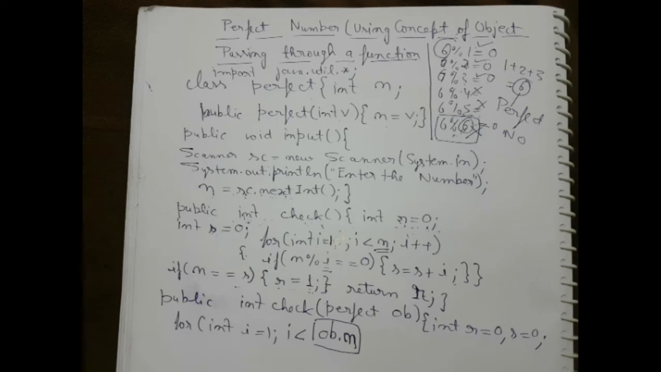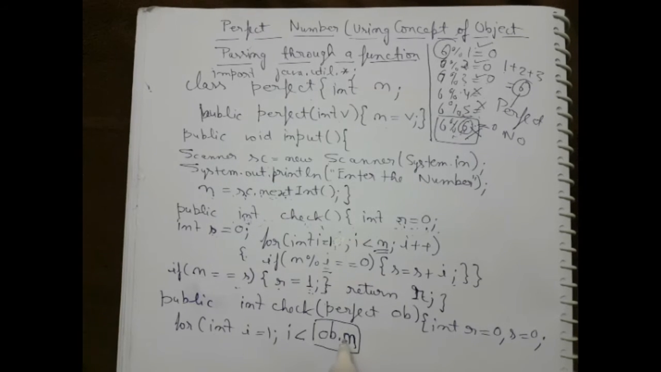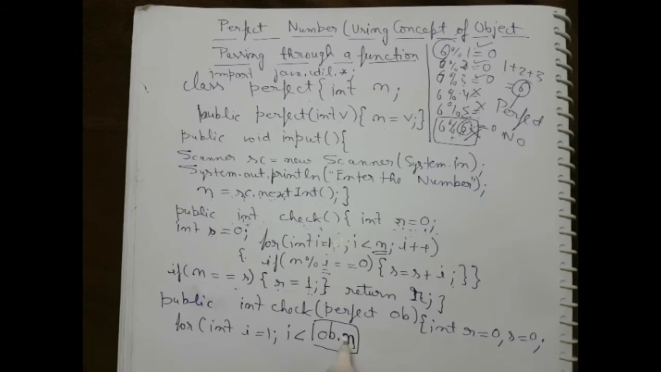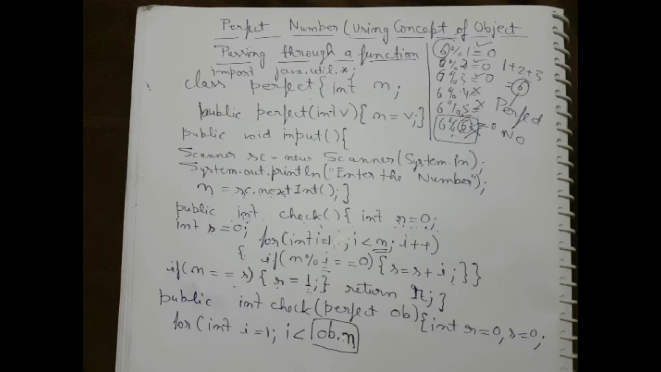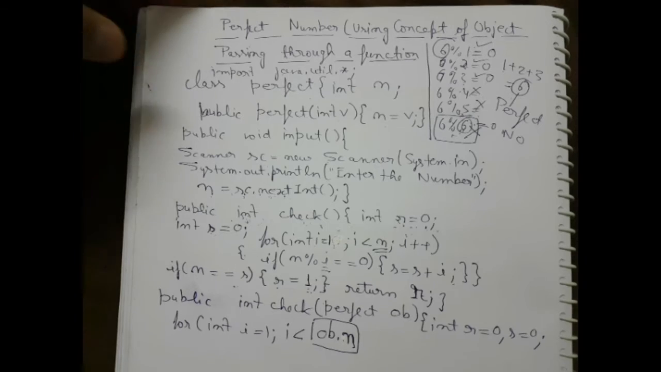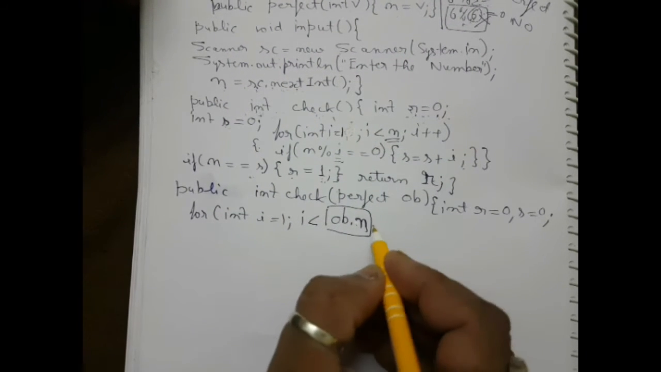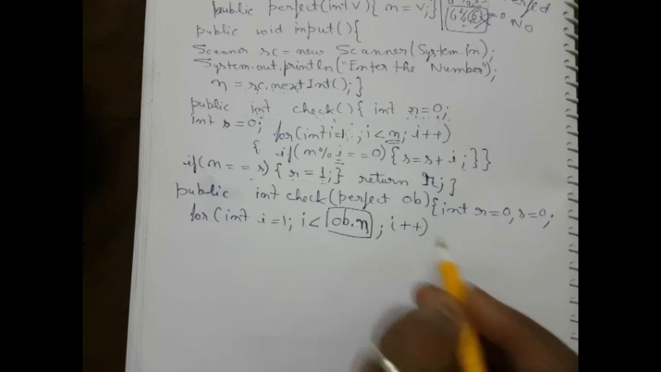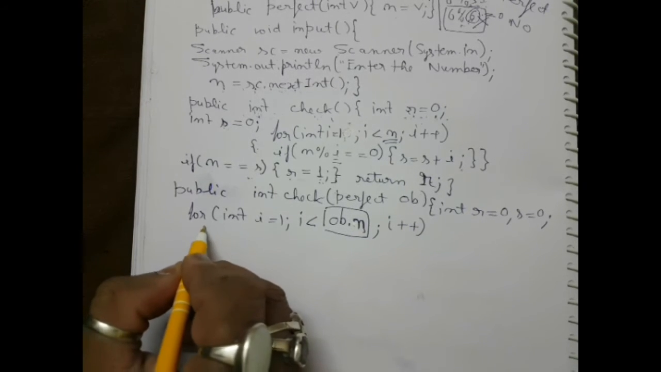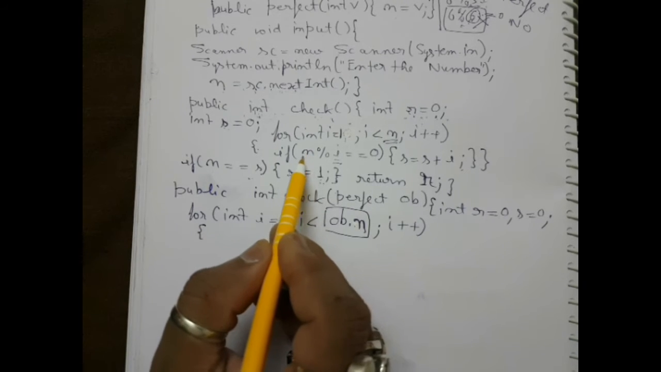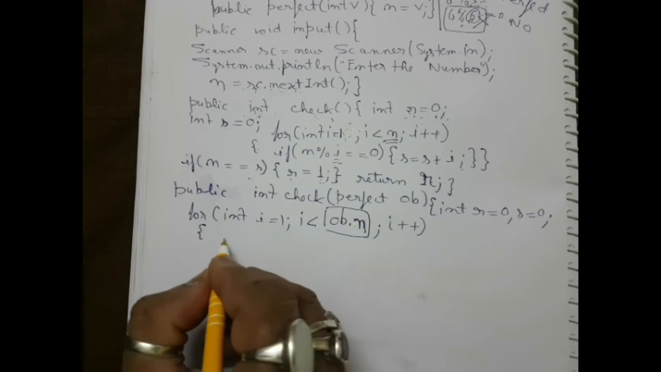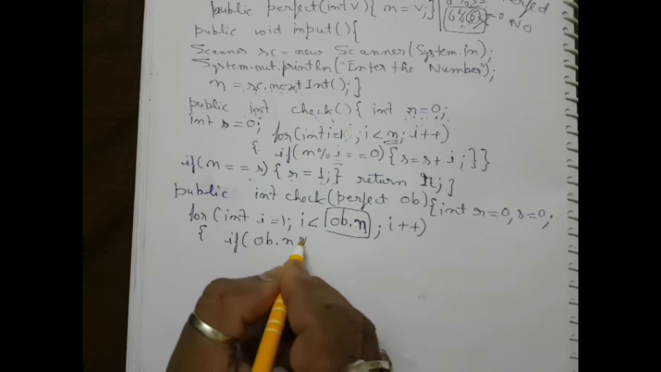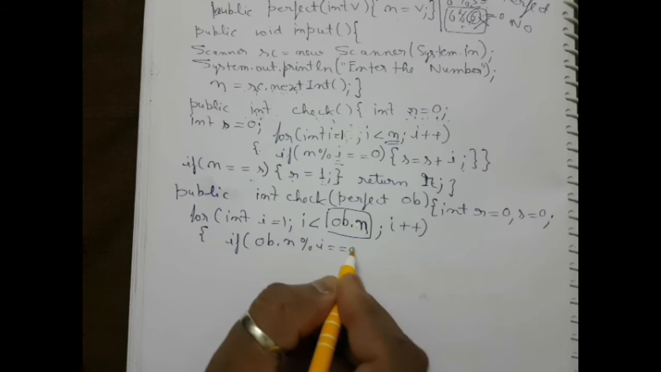n. Alright, let me make it better so that you could read it properly. So this is n. Now after this, students, we increase that by 1. A normal looping process is there, and here where I have written if n mod I, so for that I will write again OB dot n mod I equals to 0.